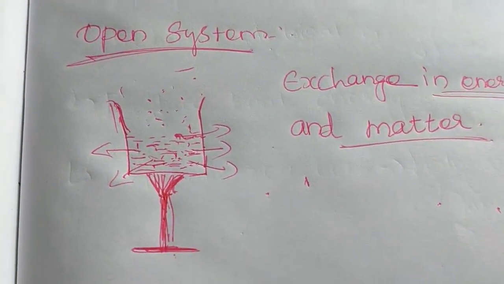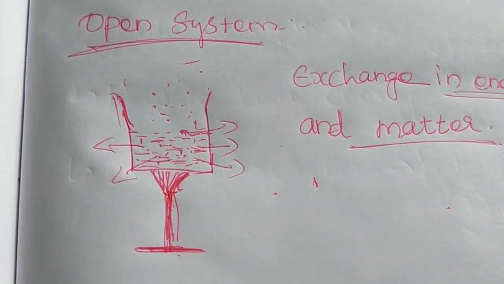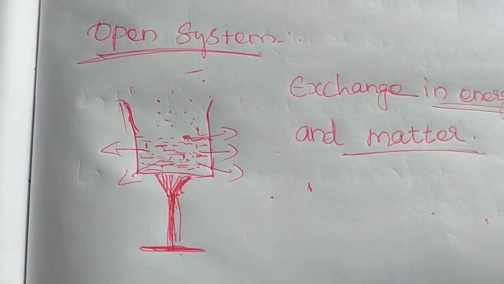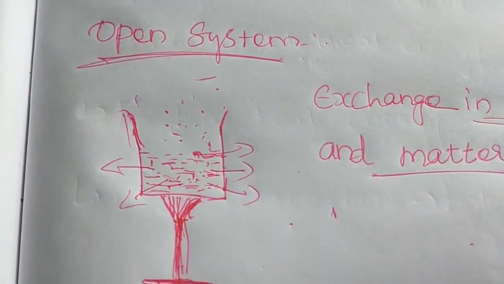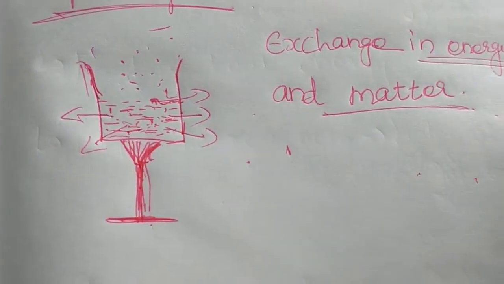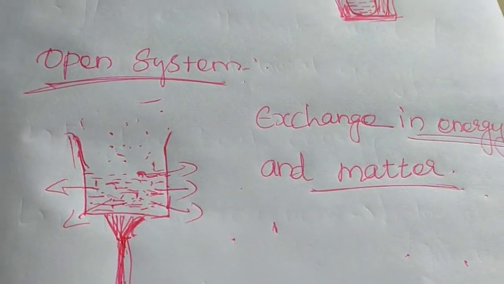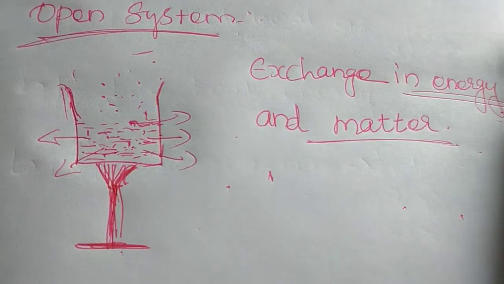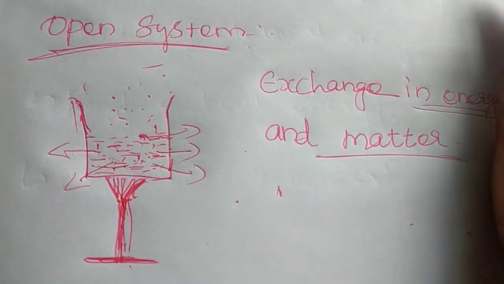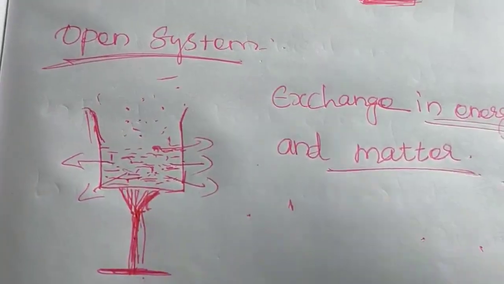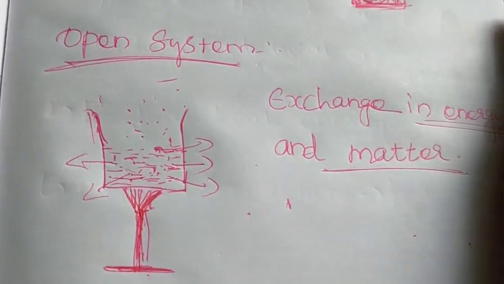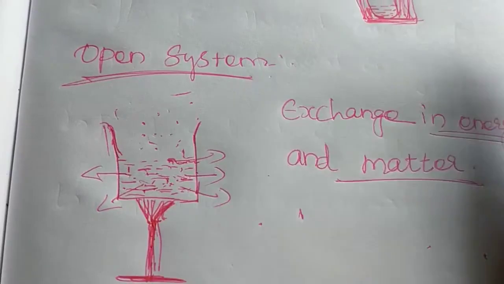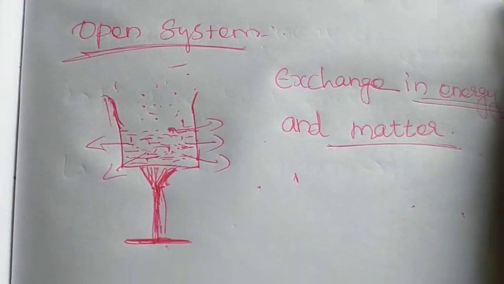When you study the open system, you should remember that exchange of heat energy and matter is an open system. So all living things, metabolic reactions and chemical reactions going on in the universe are open systems because they exchange their energy and matter with the surroundings.